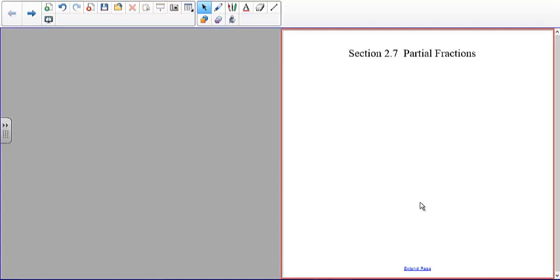Okay, the last section in Chapter 2 deals with something called partial fractions. And we're not going to use these to plot the functions, but we are going to use them to rewrite rational expressions in a different form. It may not seem simpler, but this particular technique is essential to calculus.